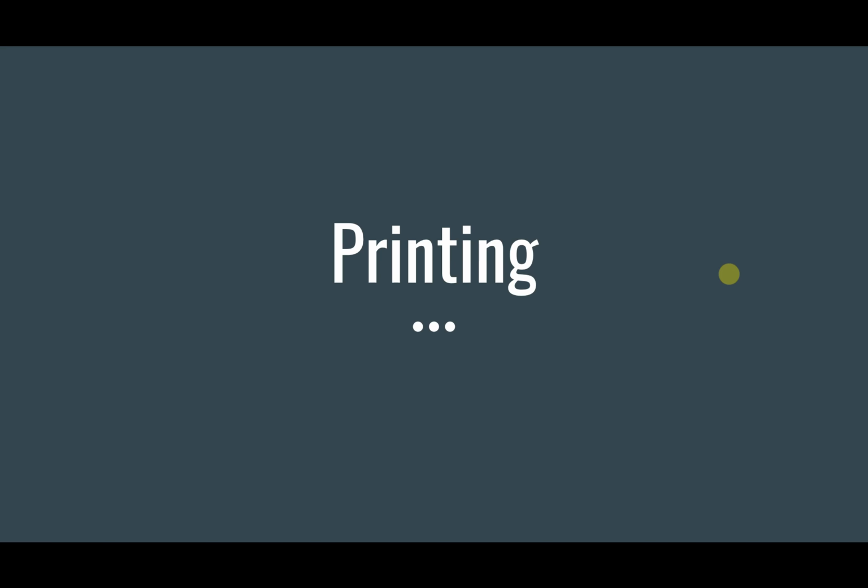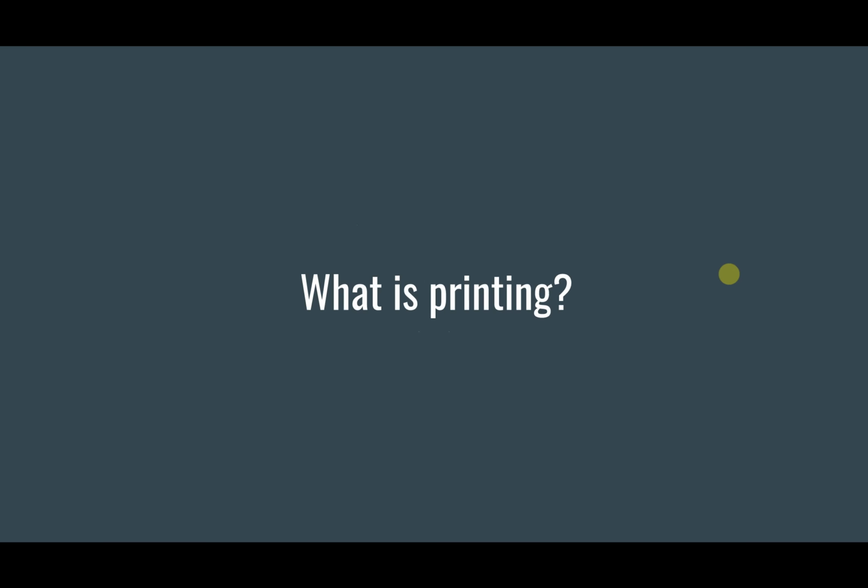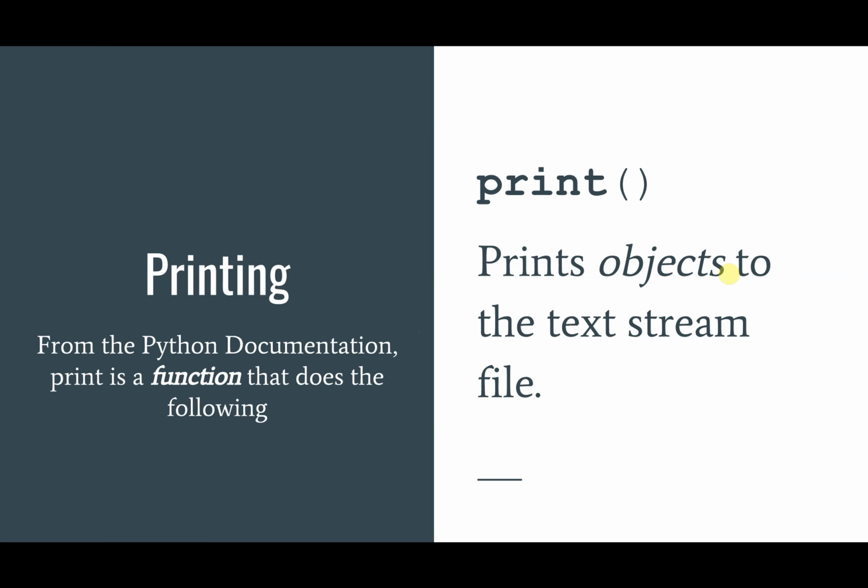So in this lesson, we're going to be learning about printing. So what is this notion of printing? Well, if we look at the Python documentation, which is the written description of all of the different functions in Python, and we're going to touch on this notion of functions in a little bit as well, but let's get back to it. So what is printing? From Python, printing is the use of a function called print that prints objects to the text stream file.